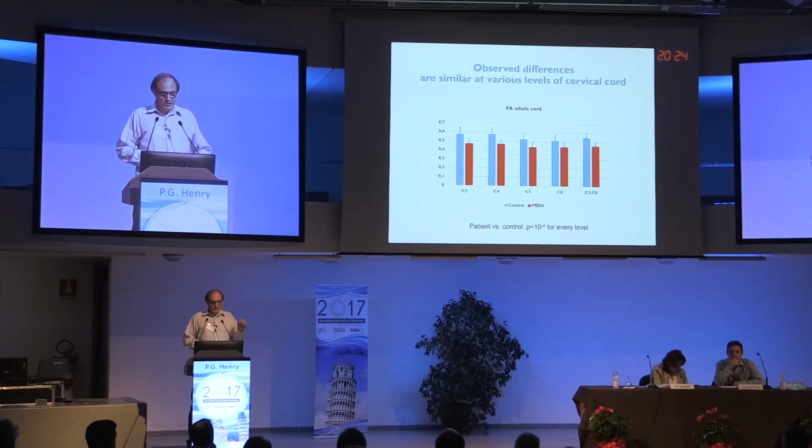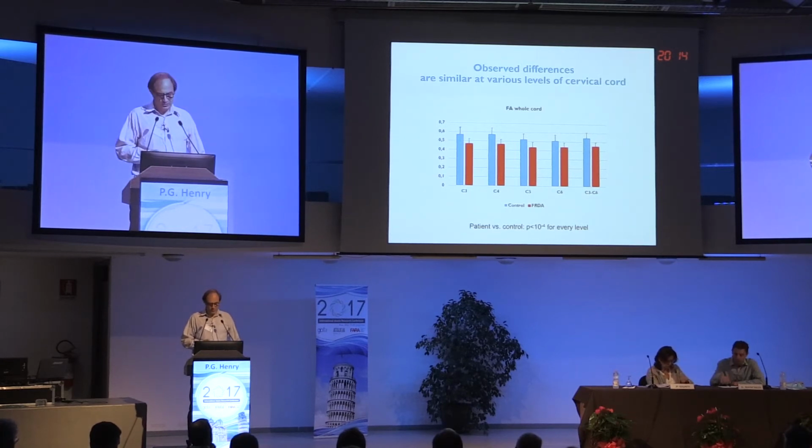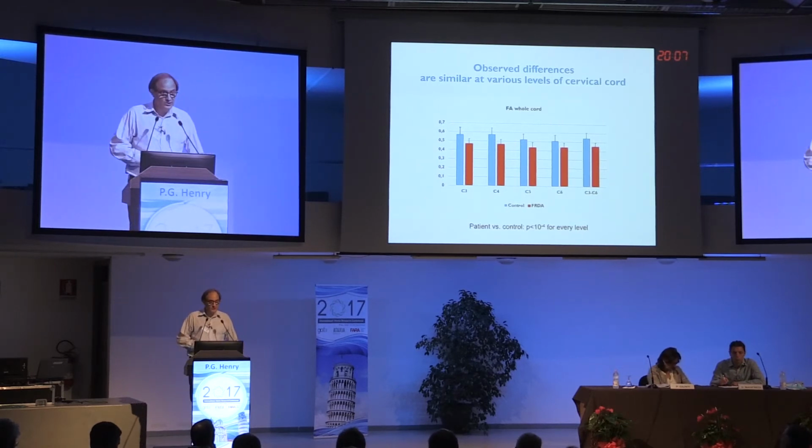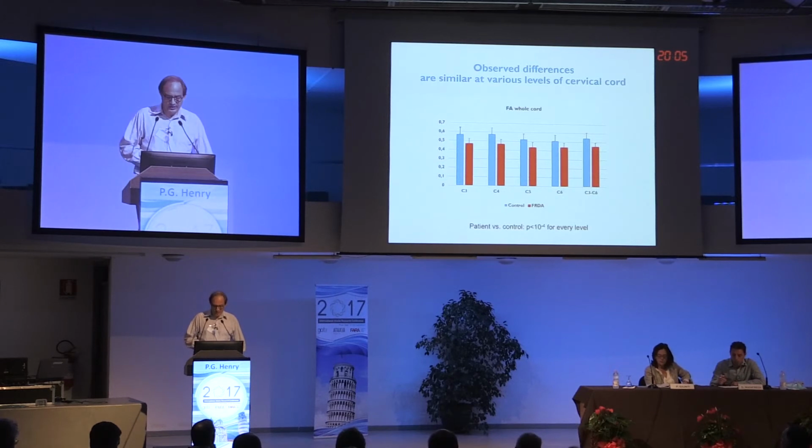The changes that we observed were also similar at different levels of the spinal cord. So if we look at C3, C4, C5, C6, you find similar differences between controls and patients, for example, and they are all statistically significant with a P lower than 10⁻⁴ at every level.